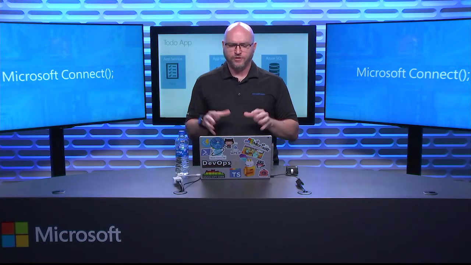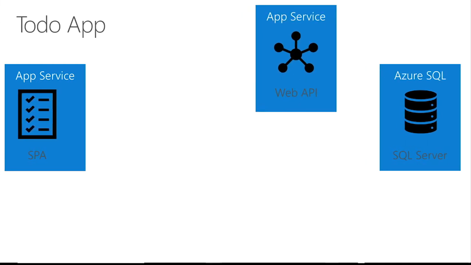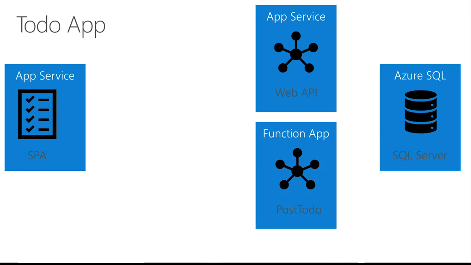And what we're going to do is start with what we've already lifted into Azure, which is the front-end web app, the web API, and the SQL Azure. And then we're going to take this, add a little bit of room for a new method, and we're going to create a post function. This will be a serverless API that the sole focus is to insert a new to-do item in the list.